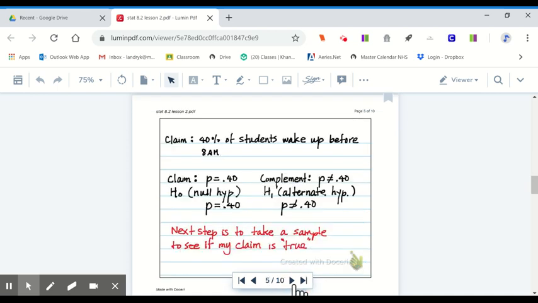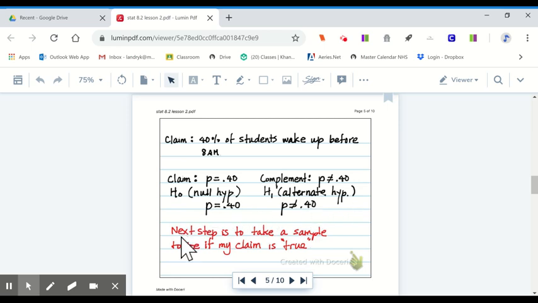The next step is we're going to use the same example. My claim was that 40% of students wake up before 8 a.m. Here's the list in symbolic form. The claim is p equals 40%, 0.4. The complement is that p is not equal to 0.4. The null hypothesis is p equals 0.4. The alternate hypothesis, H1, gets p is not equal to 0.4.